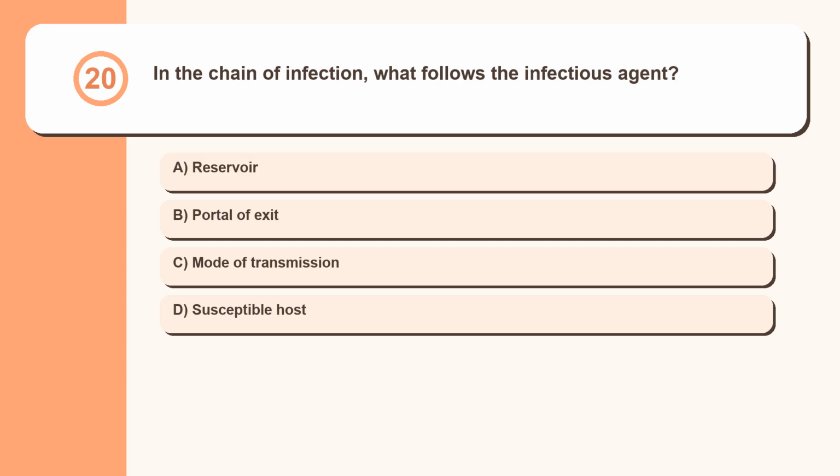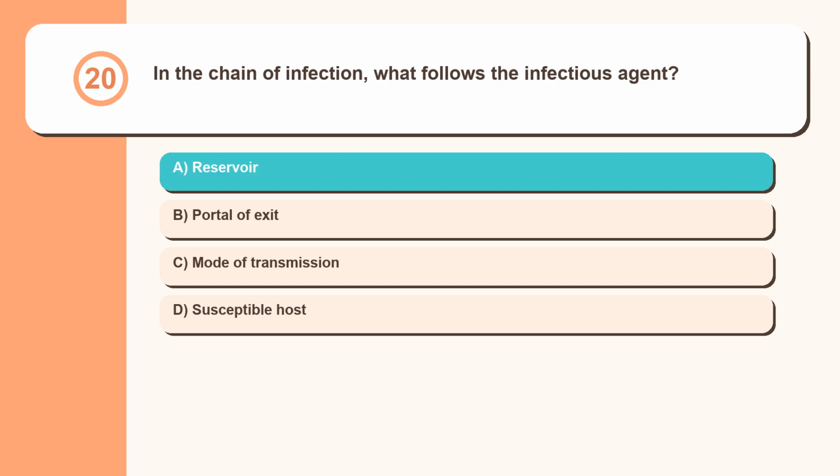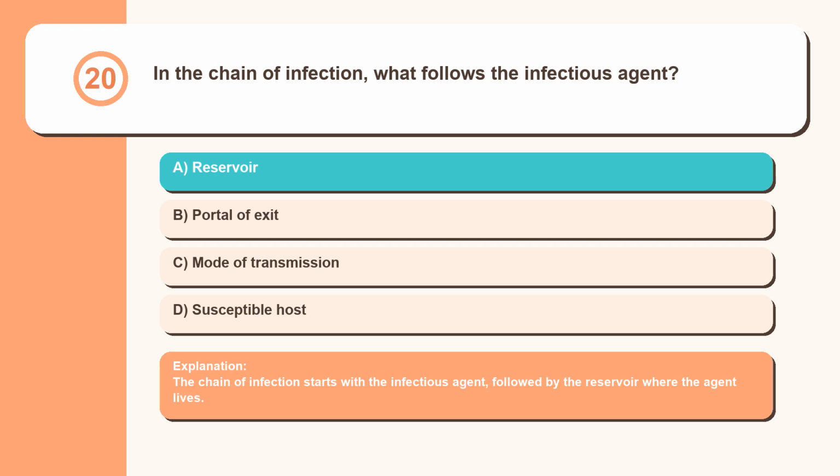Question 20. In the chain of infection, what follows the infectious agent? Reservoir, portal of exit, mode of transmission, susceptible host. The chain of infection starts with the infectious agent, followed by the reservoir where the agent lives.